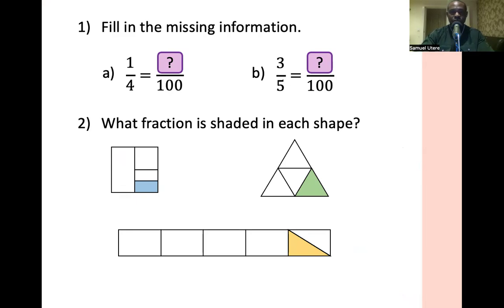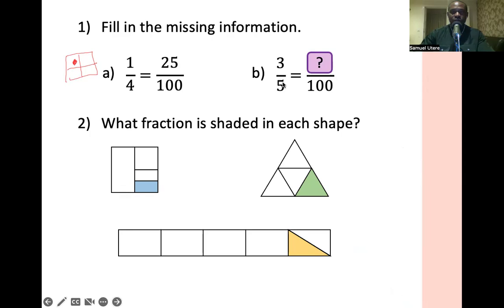Okay, assuming you've paused the video and you've worked through these questions, here are the answers. Let's discuss them. Here, a quarter is equal to 25 over 100. Now, recall in one of our lessons, we learned that quarters divide 100 squares into 4 parts. If you divide the 100 square into 4 parts, one part will be 25. So that's why it's 25 hundredths.